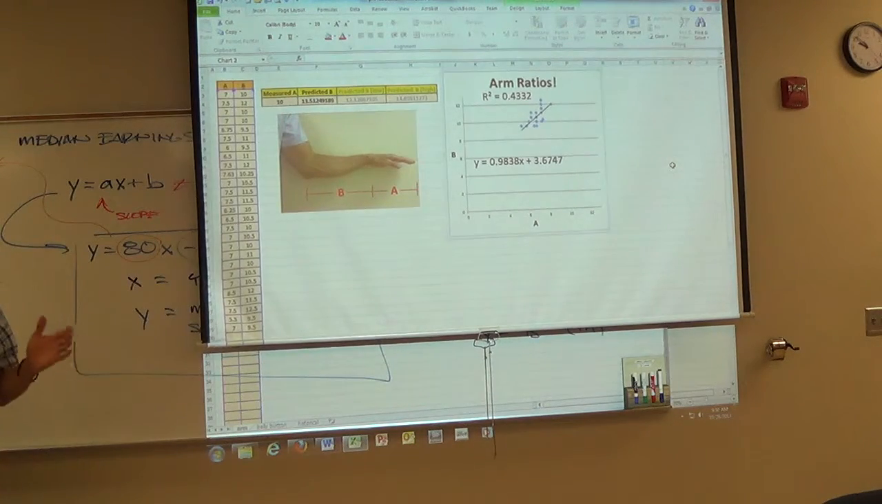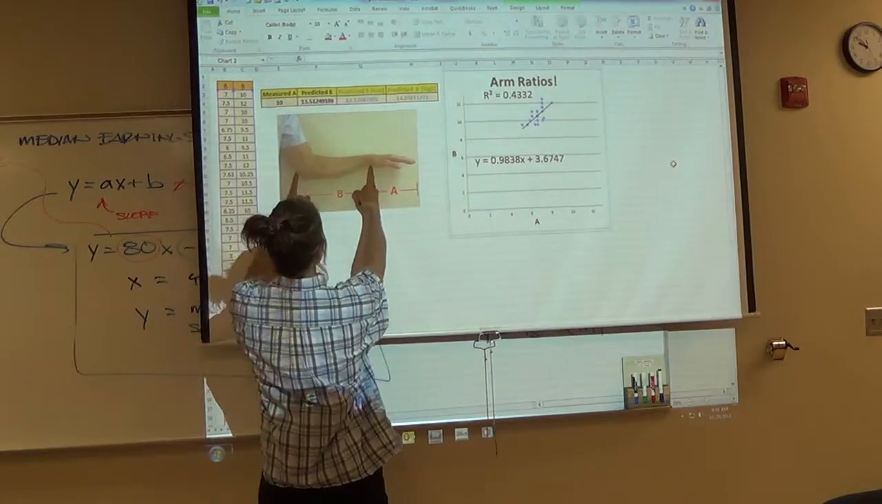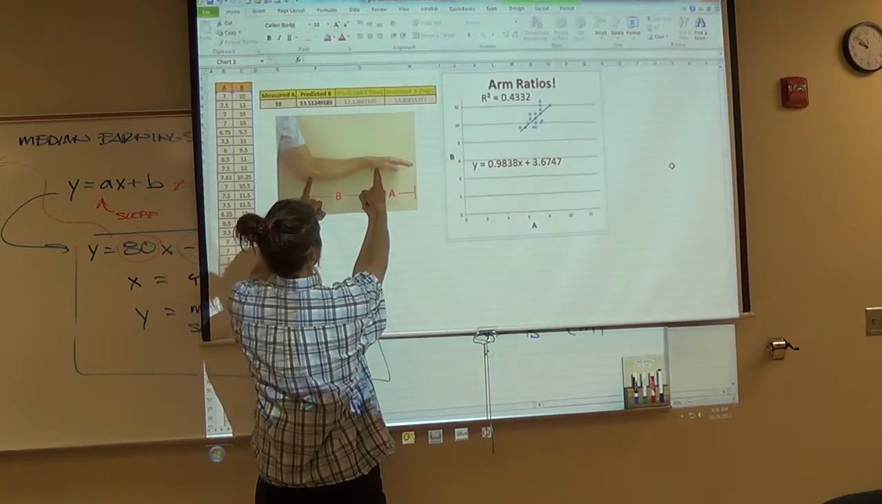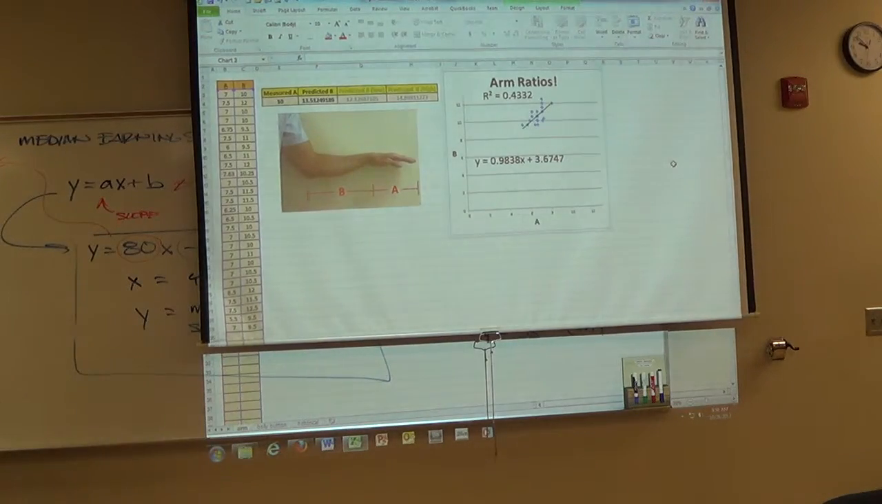It's an exact 1-to-1 ratio. It means that on average, this part of our arm is the same as this part of our arm. That's what that data says on average.